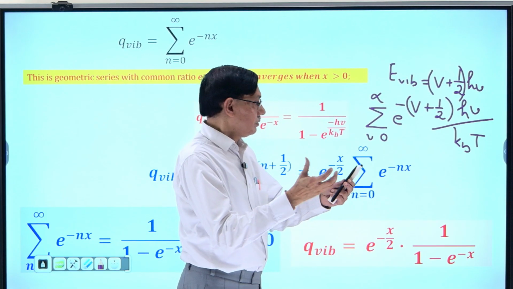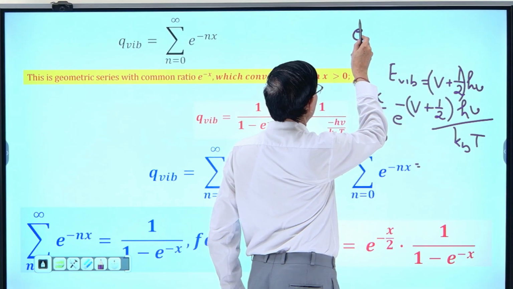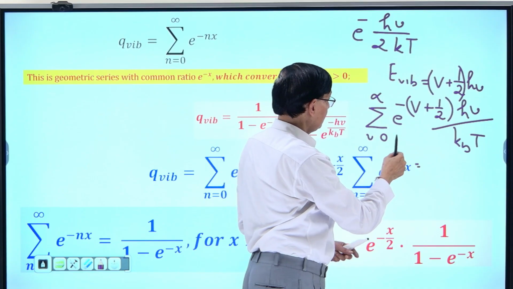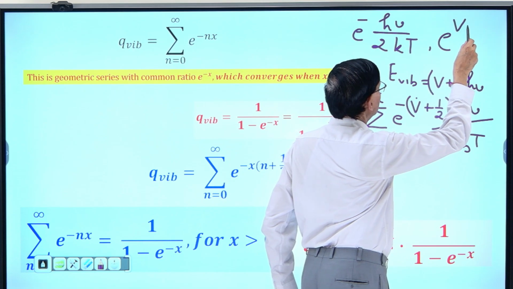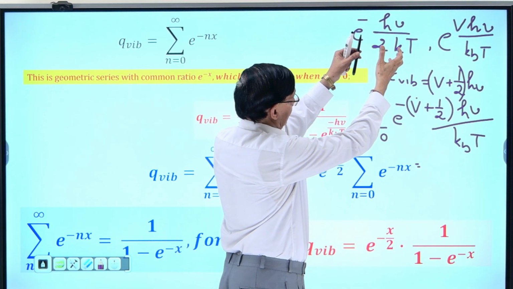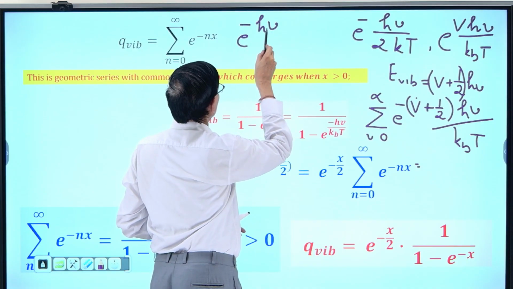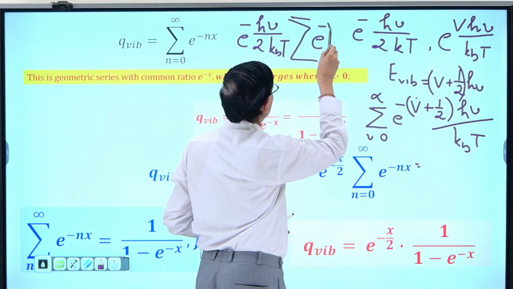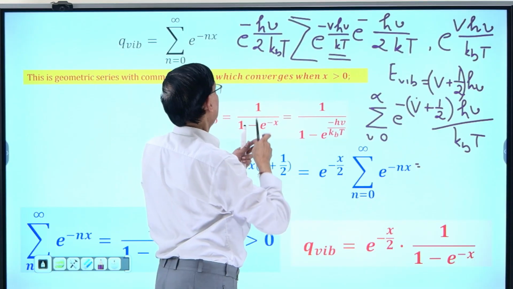If I solve it, I will get two things. First, exponential minus h nu divided by 2kT, and second, the normal v term, h nu divided by kBT. If I take the first out of the summation, I can write exponential minus h nu over 2kBT, then the summation of exponential minus just h nu divided by kT, which is similar to our previous session, but with only one additional factor.